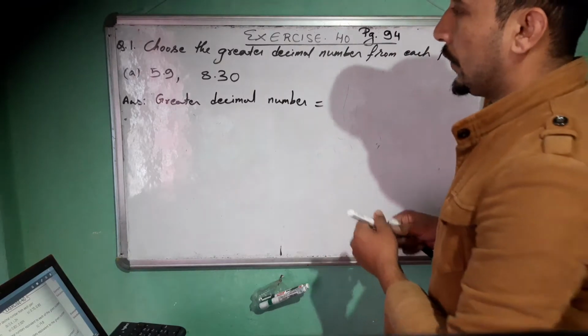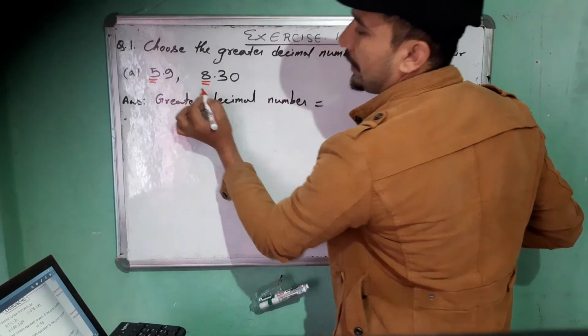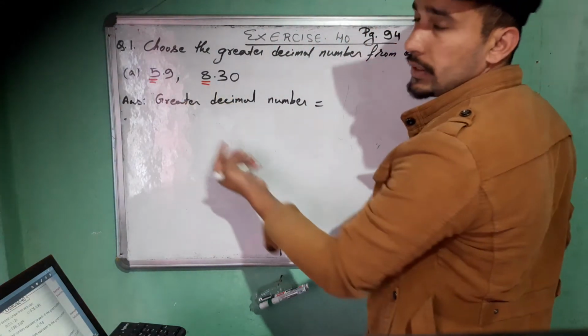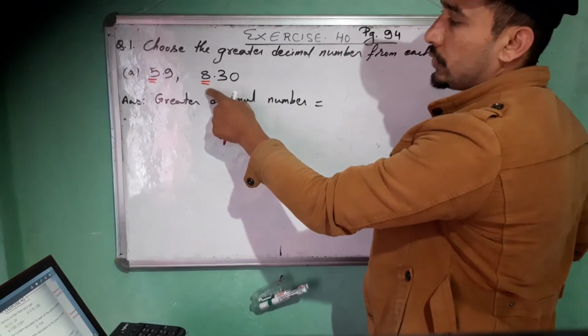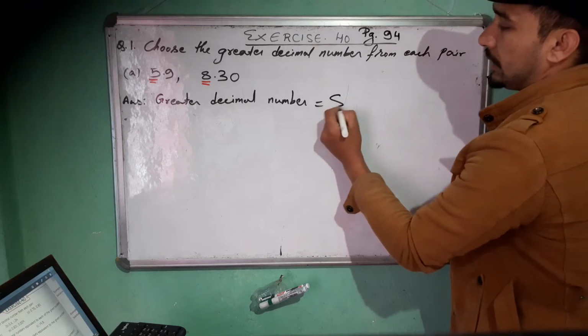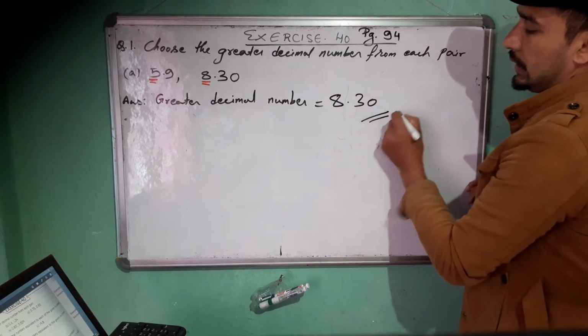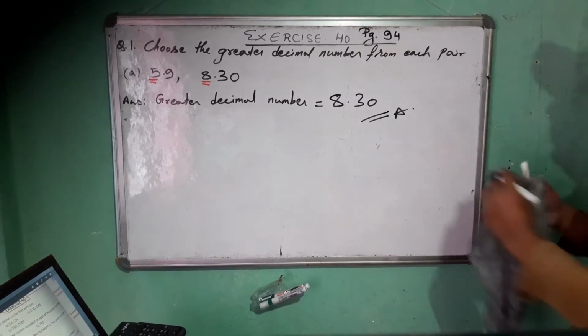Okay, so here in the units place you have 5 and here in the units place you have 8. So which is greater? Units digit 5 is greater or units digit 8 is greater? So obviously 8 is greater. Okay, so 8.30 will be your answer. 8.30 is the greater decimal number.